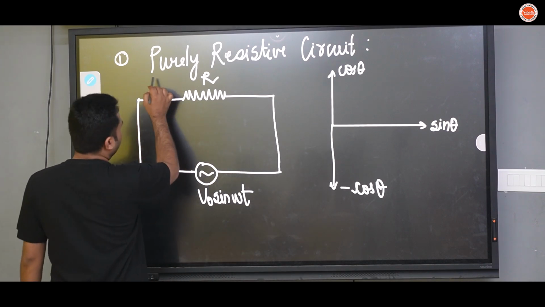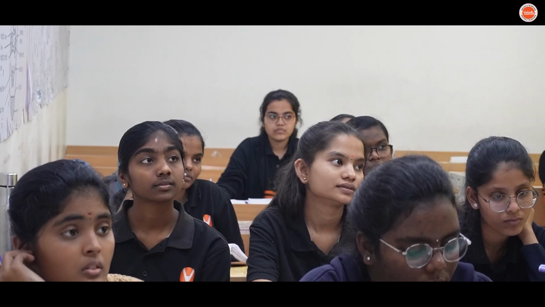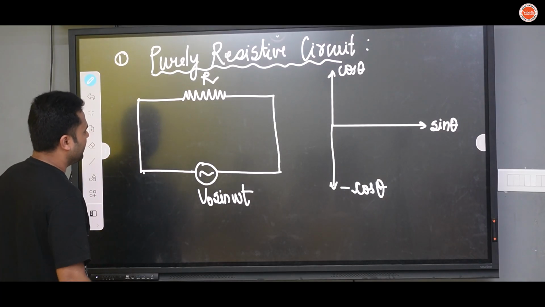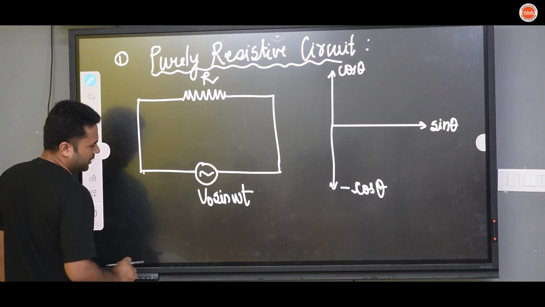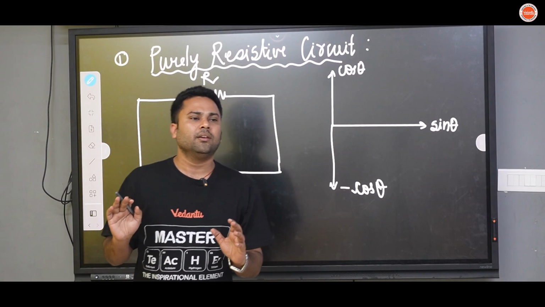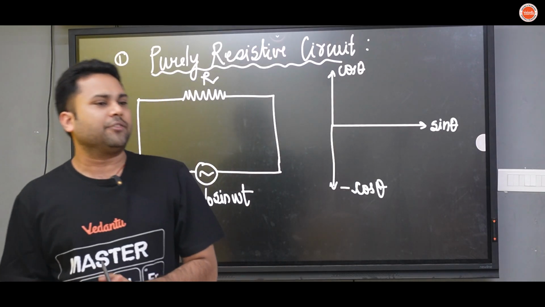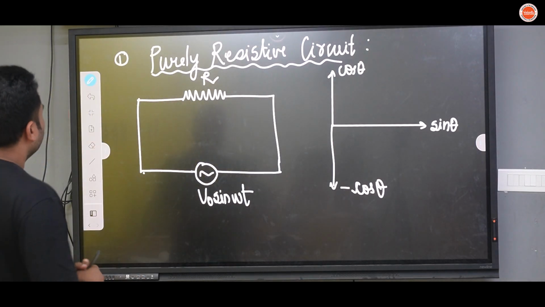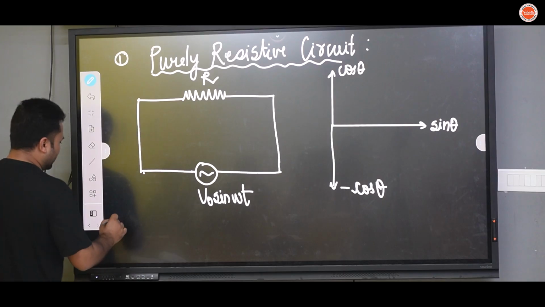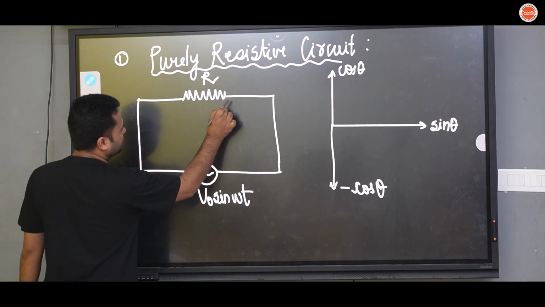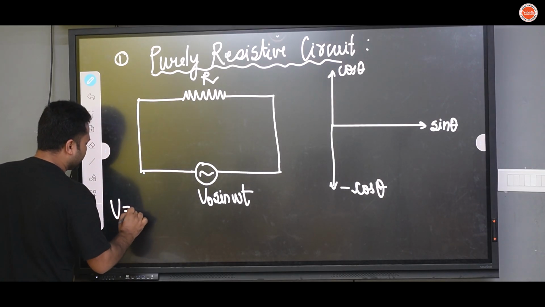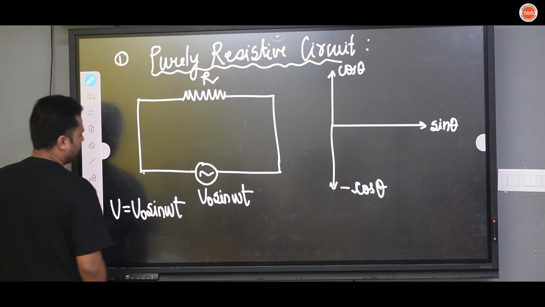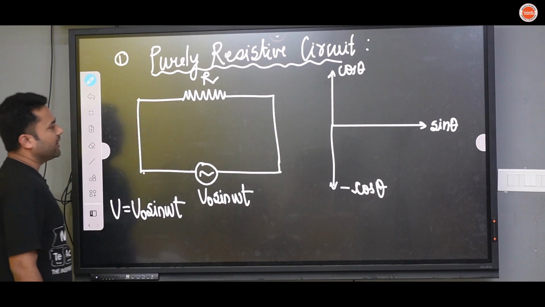Now, in purely resistive circuit, we just have one resistor. There is no inductor, there is no capacitor. This voltage is AC source, means this voltage is not constant. It is changing with respect to time, as well as its direction is also changing with respect to time. Correct? So voltage across this resistor will be V0 sin omega t, same voltage. V equals V0 sin omega t.